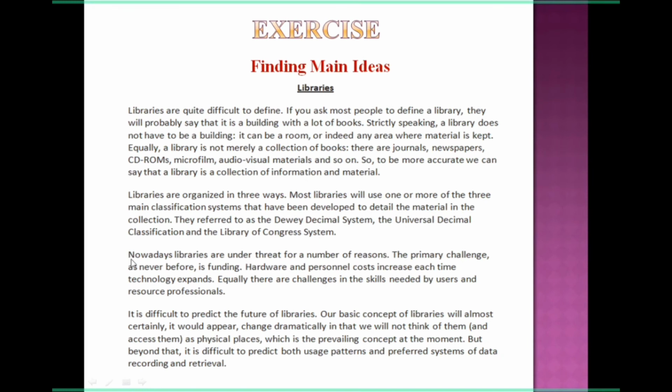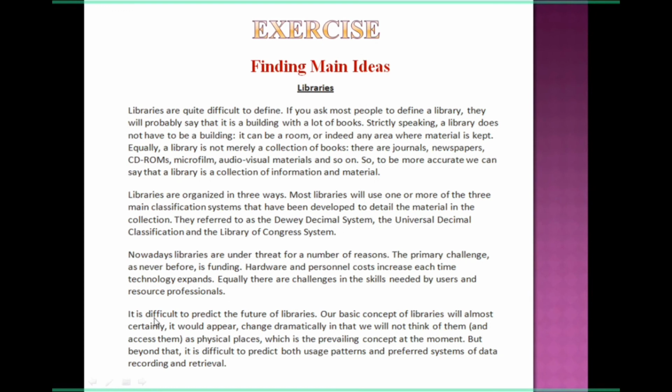Similarly, let's read the third paragraph. Nowadays, libraries are under threat for a number of reasons. The primary challenge, so here the word is indicating what the paragraph is about. What is the paragraph indicating? The main idea of this paragraph is the challenges of library. The primary challenge is funding, hardware and personnel cost increase each time technology expands. Equally, there are challenges in the skills needed by the users and resource professionals. So this paragraph is about the challenges of library.